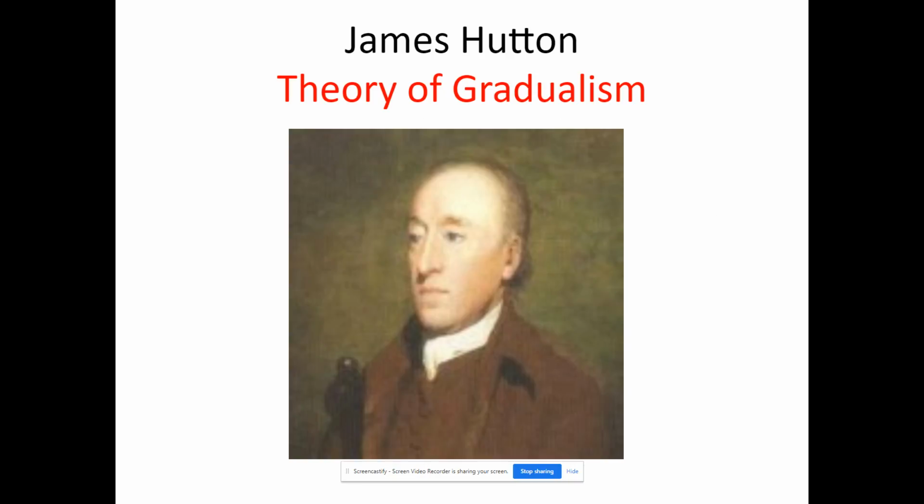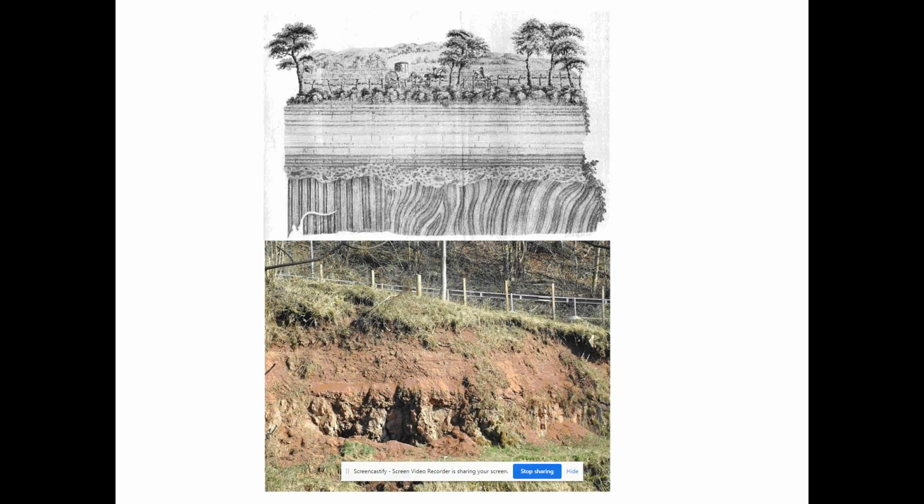This guy is James Hutton. And Hutton is a geologist. A geologist is someone who studies rocks and the Earth's processes. And he proposed a theory of gradualism. And Hutton was a Scottish geologist, and he was looking around at some of the Scottish countryside.